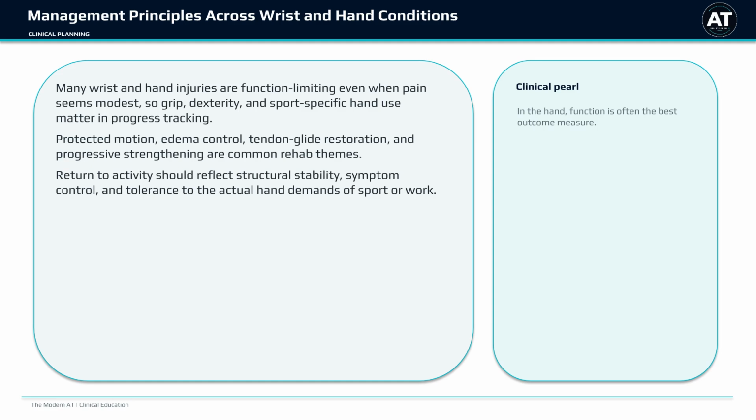Protected motion, edema control, tendon gliding, joint mobility, and progressive strengthening are common rehab themes, but the plan must match the diagnosis. Tendon rupture, unstable thumb UCL injury, suspected scaphoid fracture, complex dislocation, or traumatic deformity should not be managed like a simple sprain. Return requires stability, symptom control, strength, dexterity, and sport-specific tolerance.